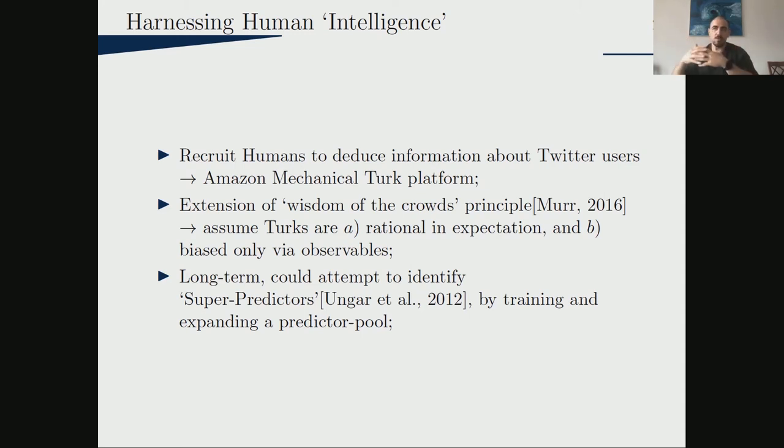And this is an extension of the wisdom of the crowd principle, in that insofar as the Turks are rational in expectation and biased only in observable ways, then we can take an average of their predictions about any individual on Twitter and assume that it is going to be quite highly correlated with the truth. It's going to be a good prediction. And in the long term, I think part of our work is going to be identifying a panel of Mechanical Turks, or a panel of super predictors, that can be trained and can learn from their own mistakes in order to best do this job of transforming the Twitter API into an online panel.